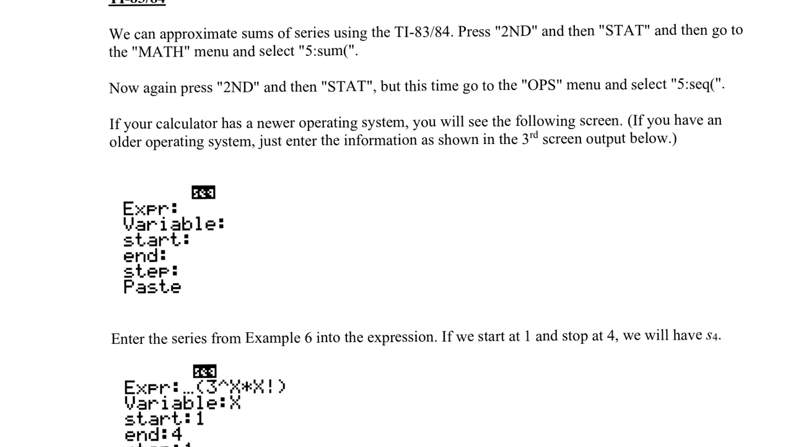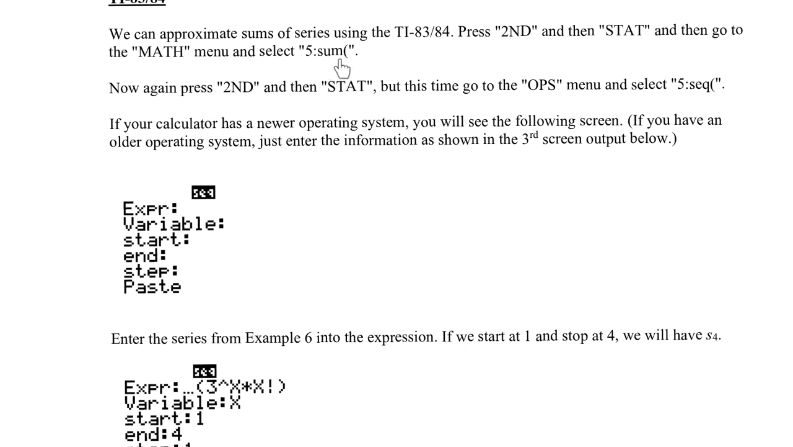If you have a TI-83 or 84, you press the second button and then go to stat. It brings up a menu that says names, ops, and math. So you go second stat, and then you want to go to the math menu. And from the math menu, you just select 5, which is sum.